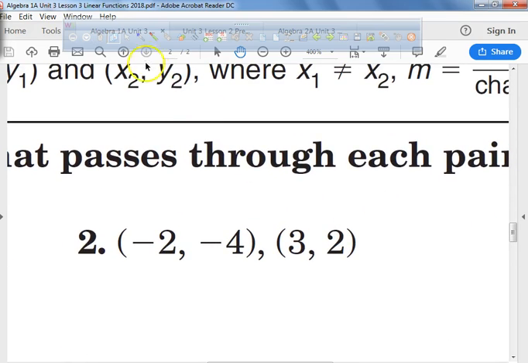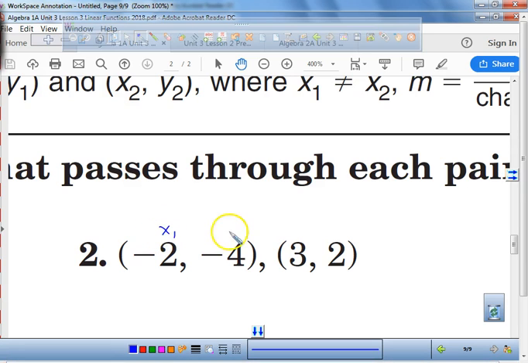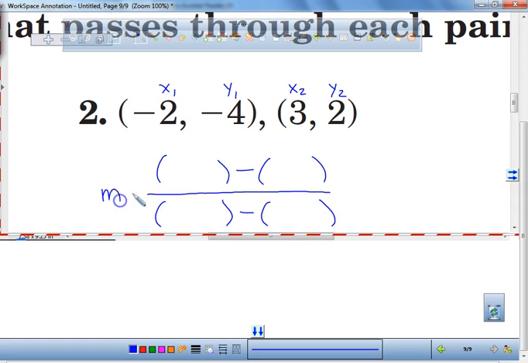Number 2. Put number 2 in your journal. I'll pause while you guys do it. First thing first, we're going to label x1, y1, x2, y2. And we're going to set everything up just like we did before. Our slope formula was always y2 minus y1 over x2 minus x1. Okay? So here we go.